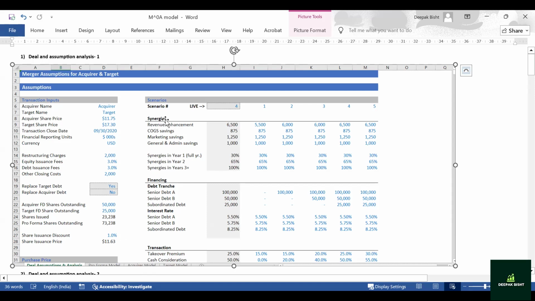If we use synergy, there are different scenarios. If there is synergy in the model, this is what the numbers will look like. If we talk about the financing, these are the actual numbers and these are the forecasted numbers.